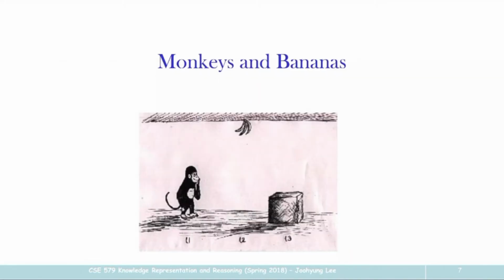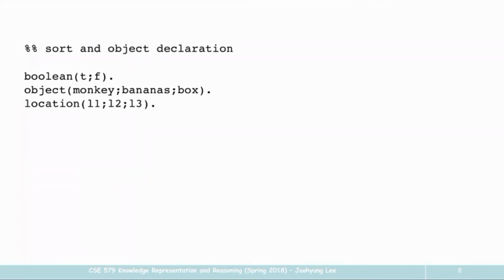Right, so let me remind you what the monkey and bananas problem is. I think we can just turn this mode for now. So first, let me quickly remind you what the domain formalization was. We define sort, which is a type.